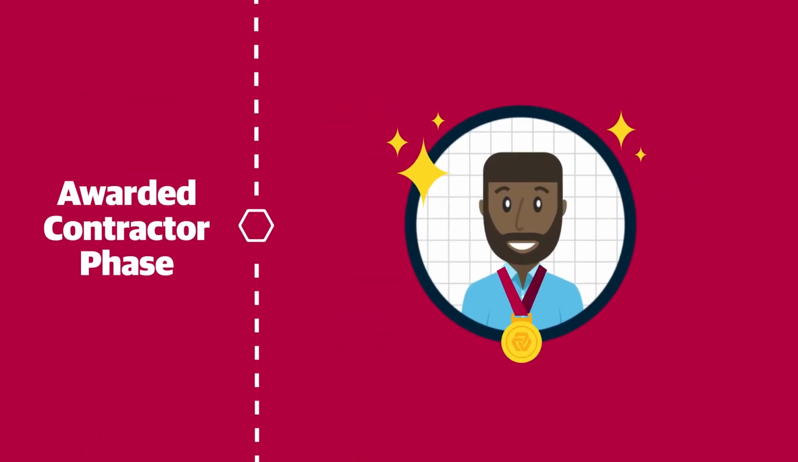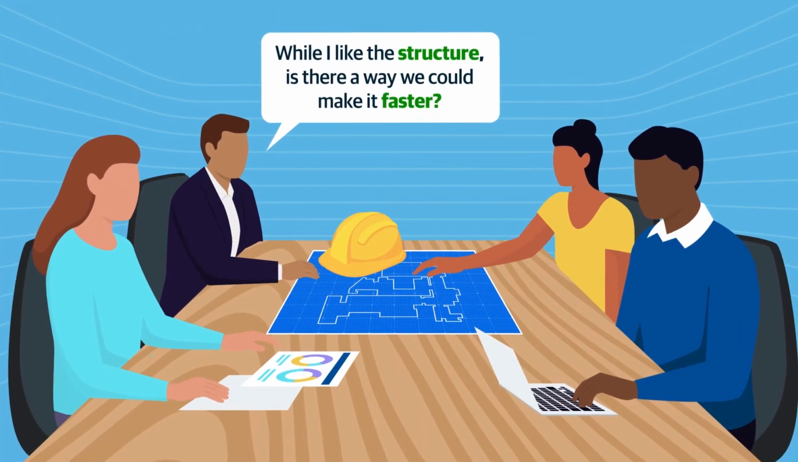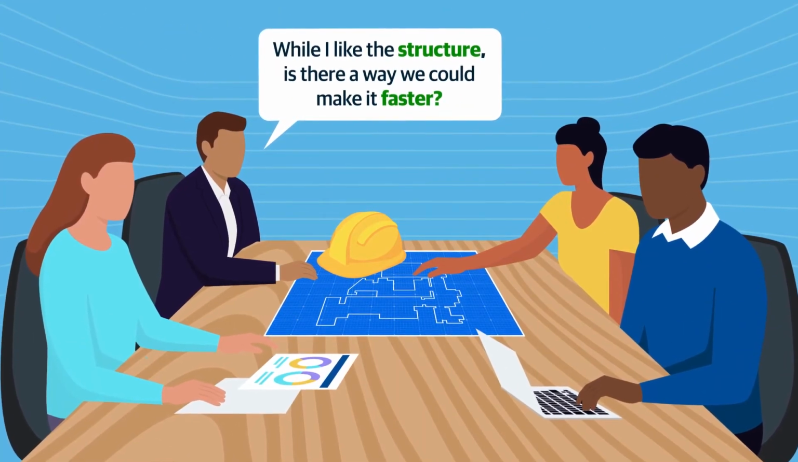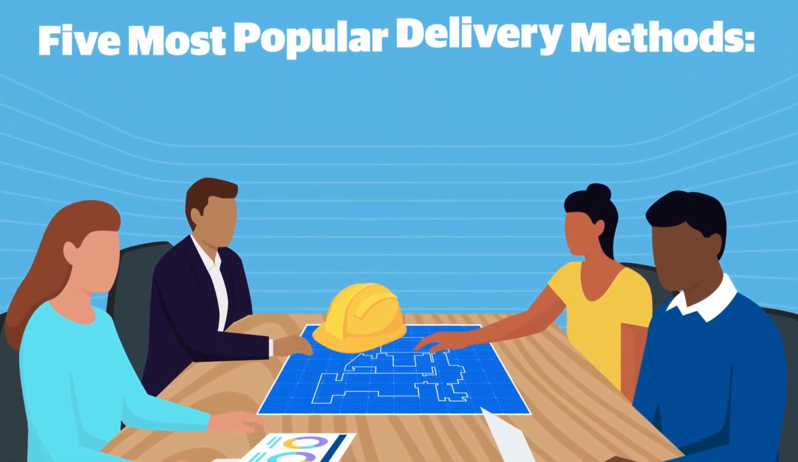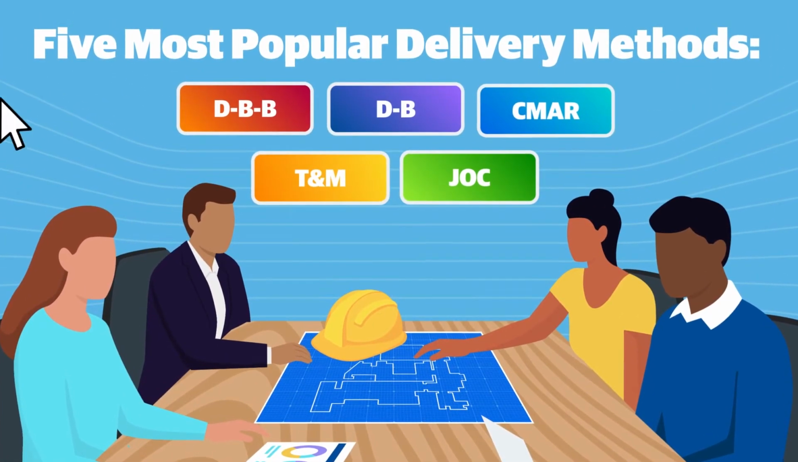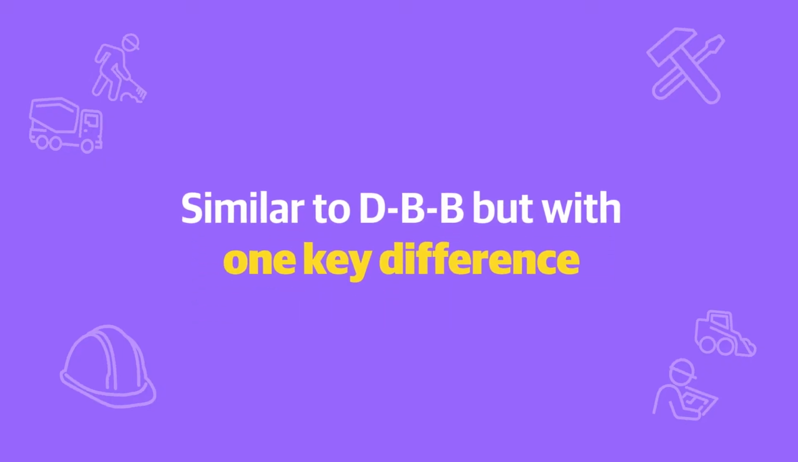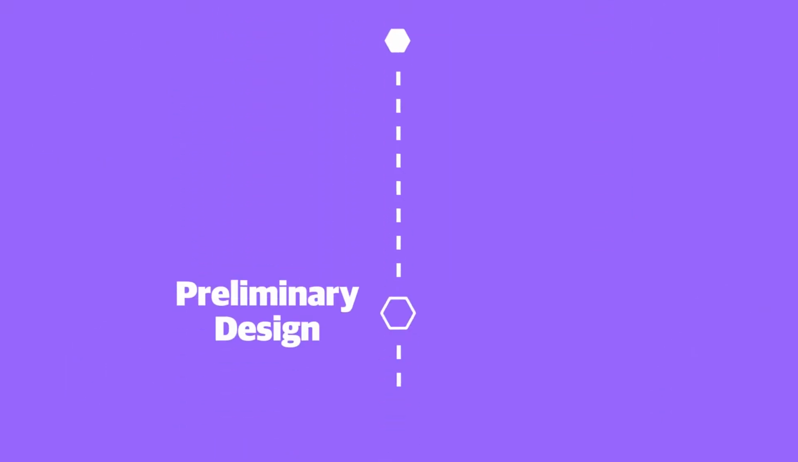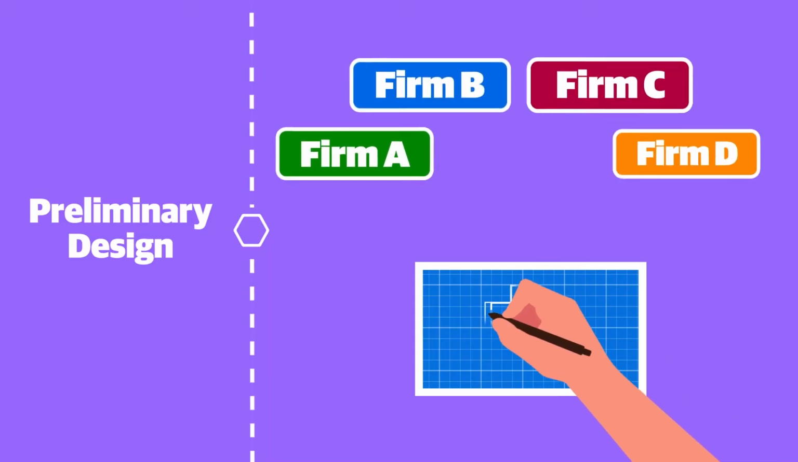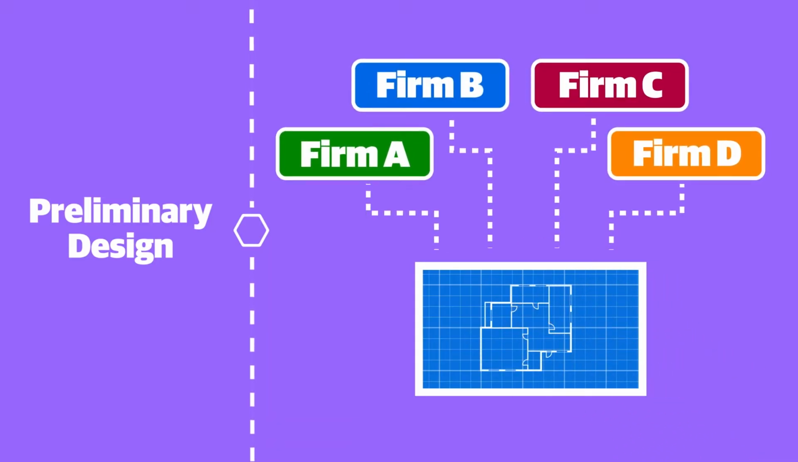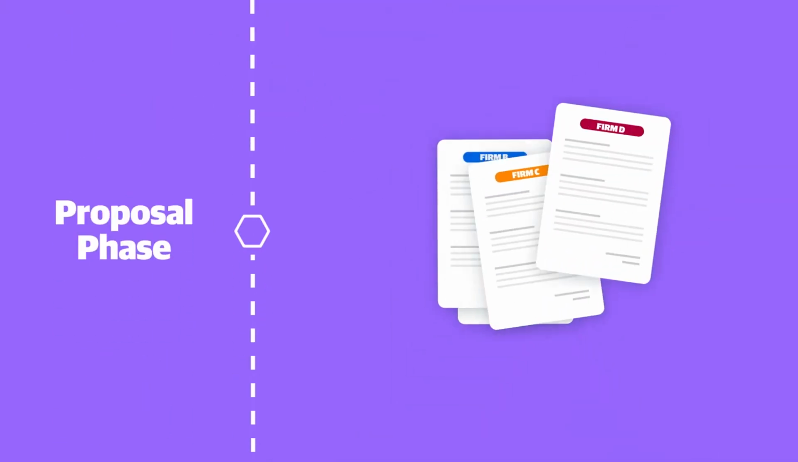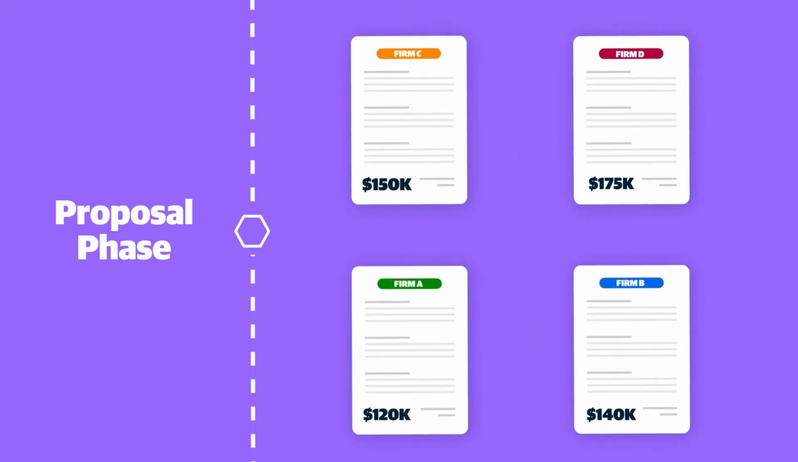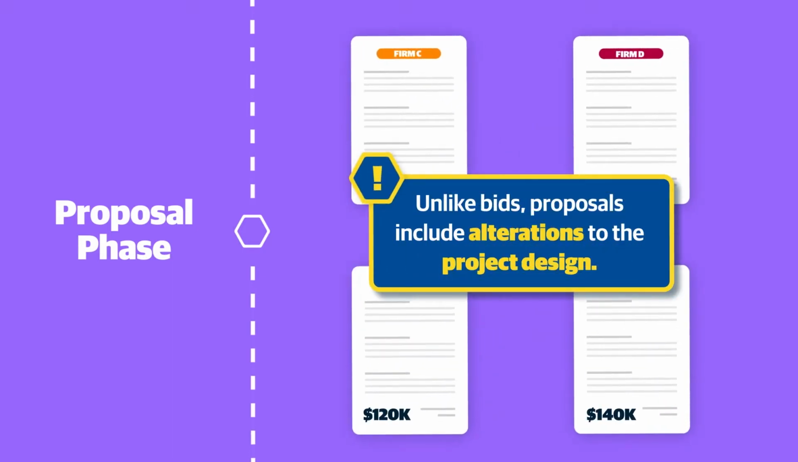build phase. Let's say the organization likes the structure of design, bid, build, but wants the project to move a little faster. In that case, they might want to opt for design build, a project delivery method similar to design bid build, but with one key difference. To begin the design build process, the owner drafts a preliminary design and provides it to various firms. These firms then respond with proposals that represent their best price for the project. Unlike bids, proposals include alterations to the project design.